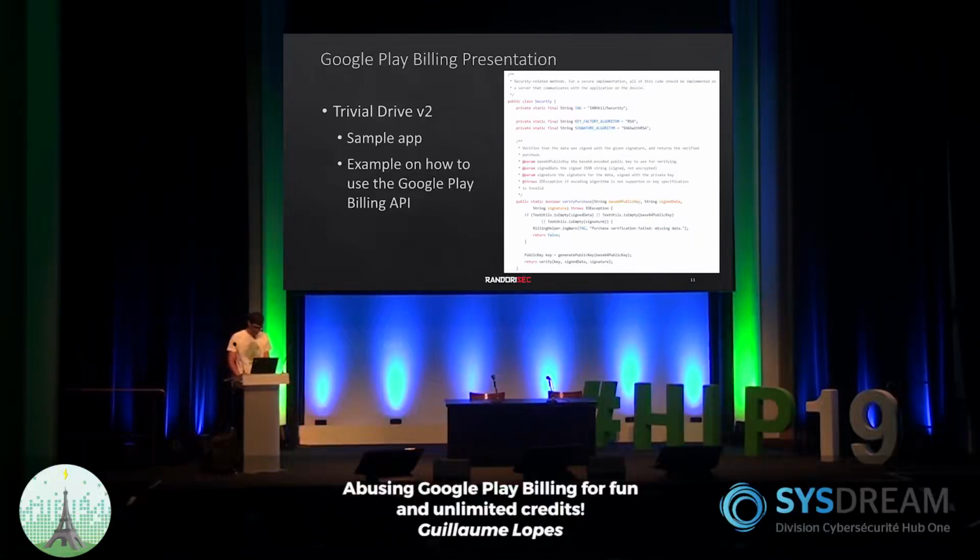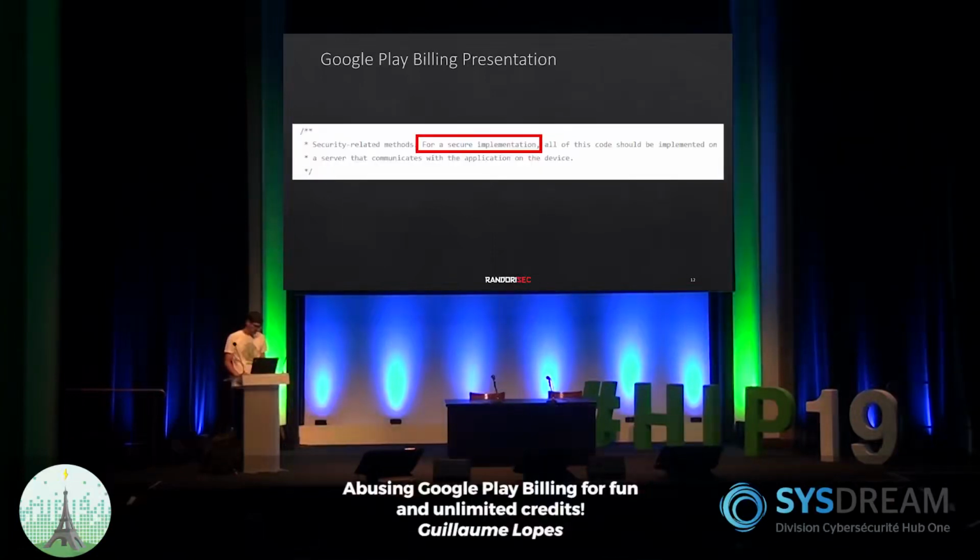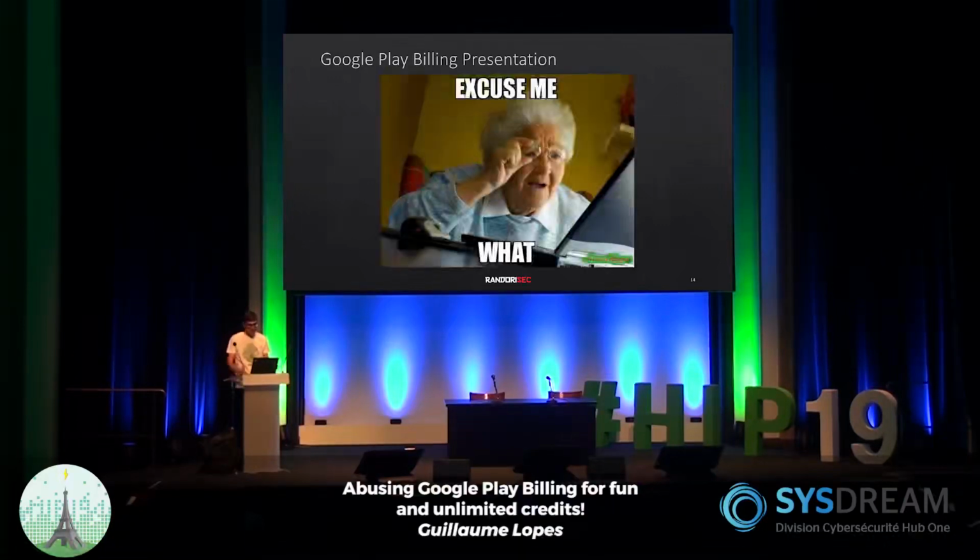So if you look at the comment of this class, you see in small print a comment saying that for a secure implementation, all of this code should be implemented on a server that communicates with the application on the device. So in fact, we are looking at the example provided by Google, but they say be careful. Normally, you shouldn't do that if you want a secure implementation. So it's a little bit strange.